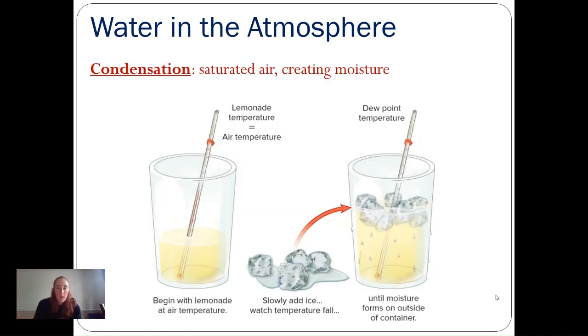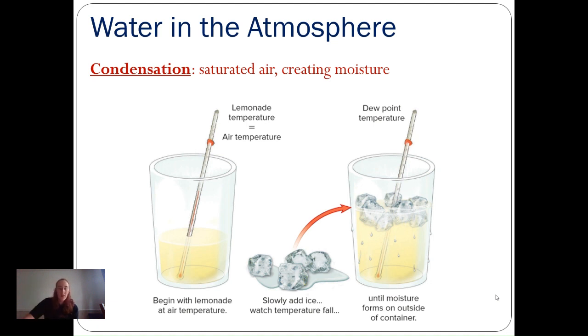When we're talking about water in the atmosphere, we need to recap the definition of condensation. Condensation is taking a vapor and turning it into a liquid. So air, water vapor, turning into a liquid. That's condensation. Condensation is going to occur when air is saturated with water vapor, so when it's typically close to the dew point, or if you have a very high humidity percent on a given day.